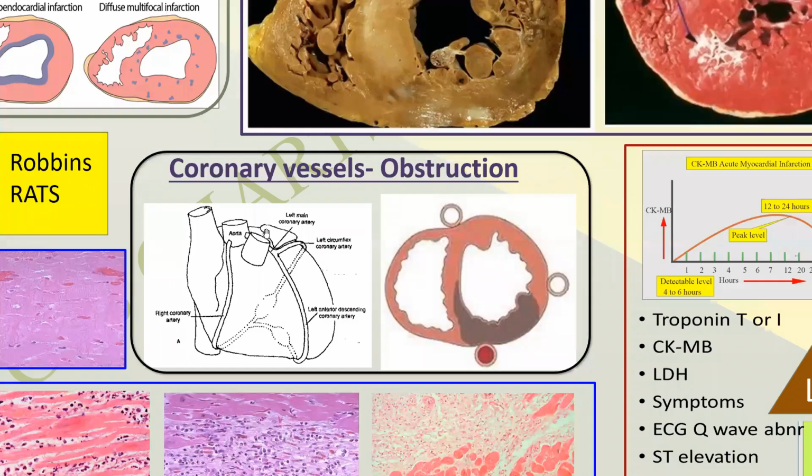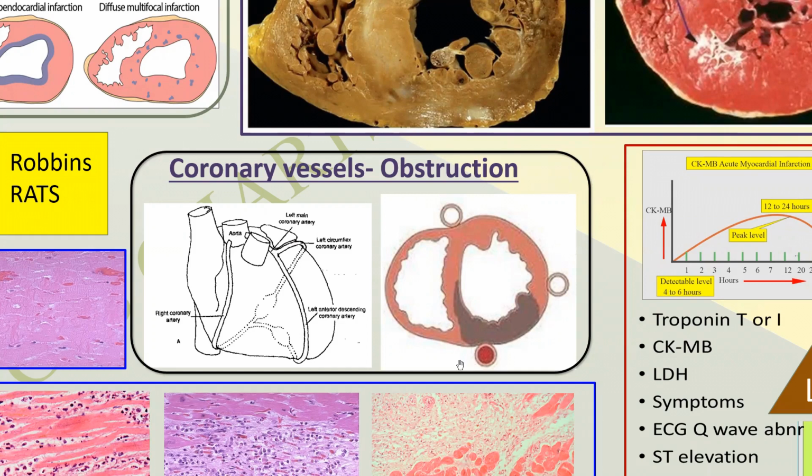First, the coronary vessels. The heart is supplied by two major arteries, the left coronary artery and the right coronary artery. The left coronary is divided into the left anterior descending and the left circumflex artery. And this is the right coronary artery. Any obstruction is reflected in the form of an infarct in the ventricles.